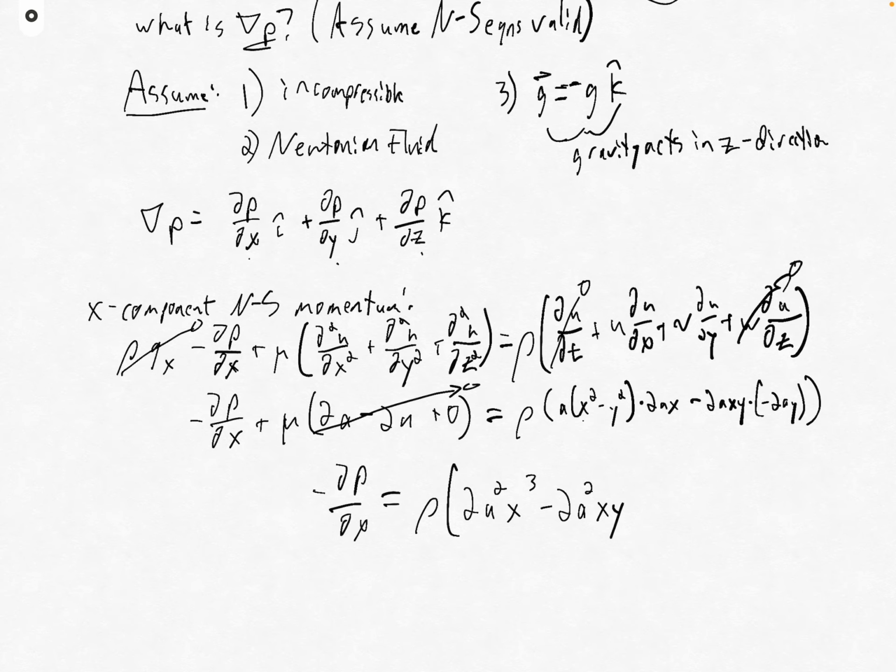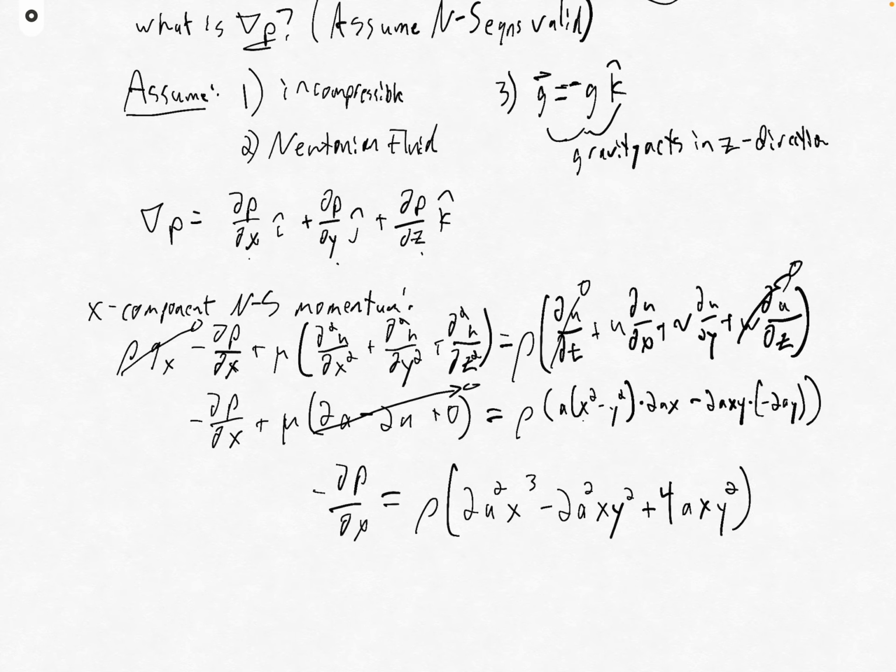sorry, and that is xy squared, sorry, minus plus 4a xy squared, right, simplifying that last term.